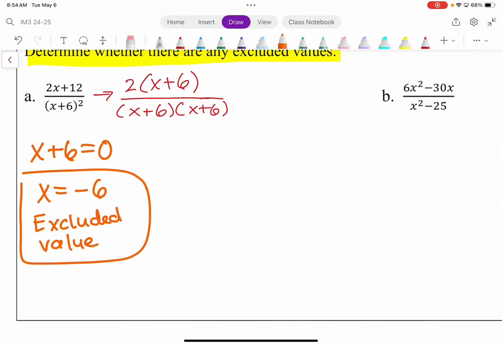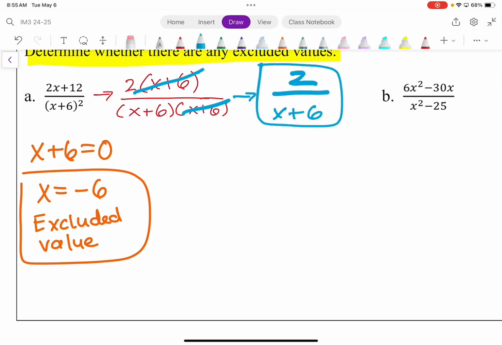All right. Now that we have the excluded value out of the way, we can give our simplest version of the expression, which is when we will start to cancel things out. In order to cancel things out, number one, you must be multiplying the terms together. You can never cancel anything if you're adding or subtracting. Number two, you can only cancel things that are exactly the same. If they look similar but are not the same, then you cannot cancel them out. So we have an x plus 6 here that we can get rid of, and an x plus 6 down here that we can get rid of, giving us a final answer of 2 over x plus 6.